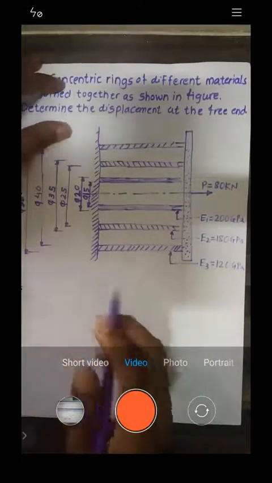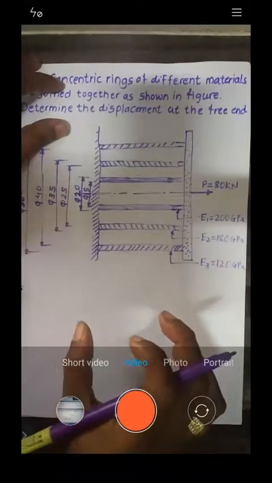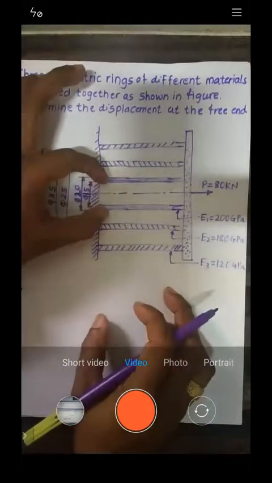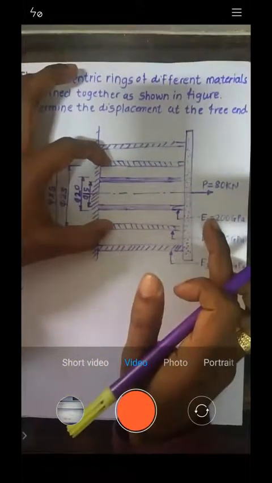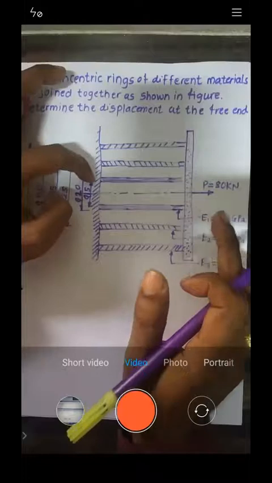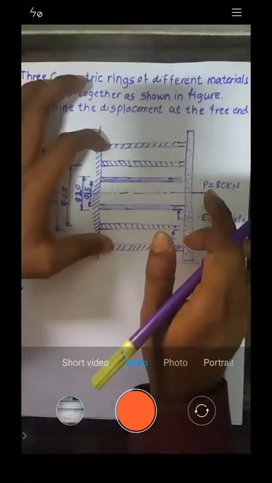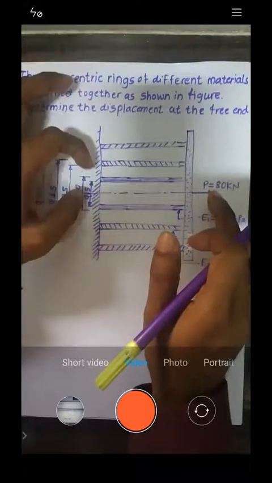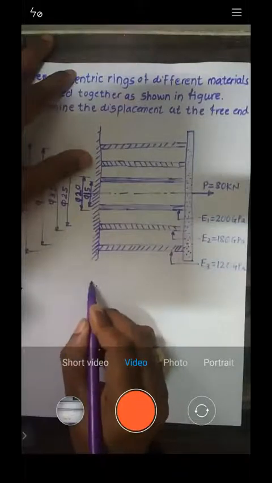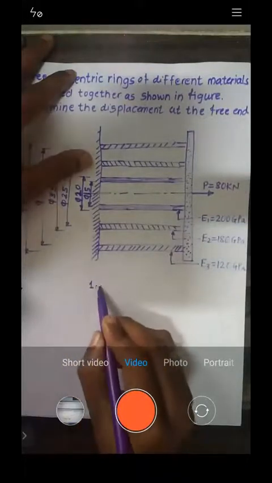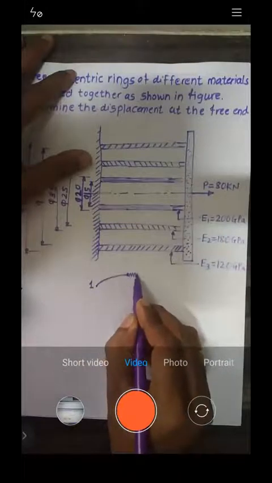Now see, those 3 elements are connected between the same nodes. See this ring, it is between this and this point, right? Again the second ring is between this fixed support and this plate. Ring 3 is also between the fixed support and the plate, right? So if I call this fixed point node 1, I will get these 3 elements within the same points.